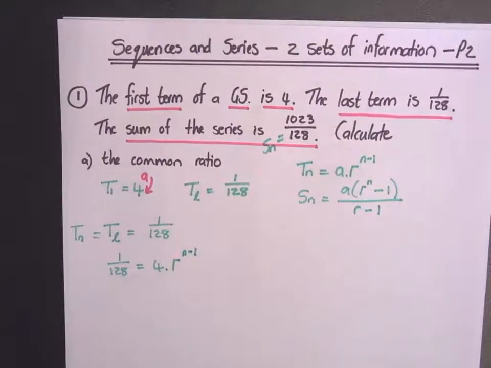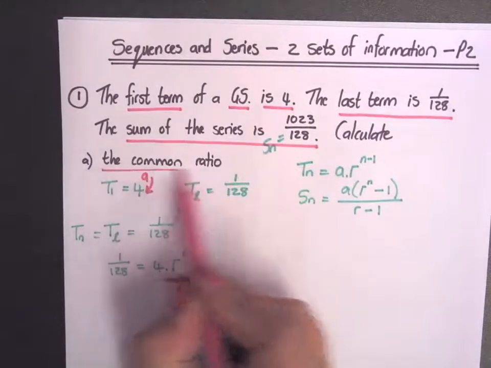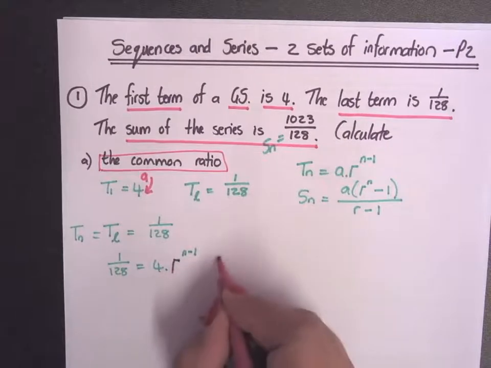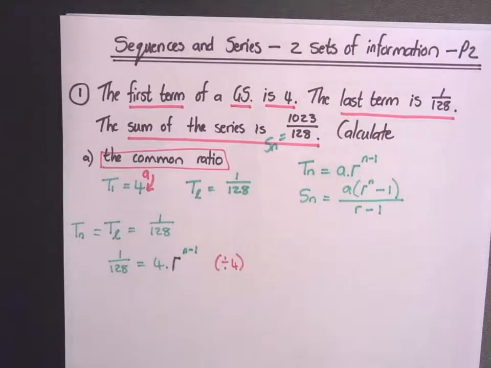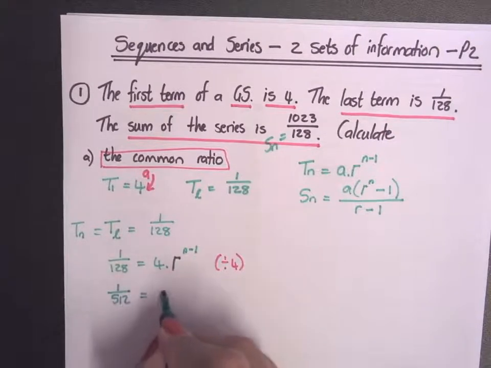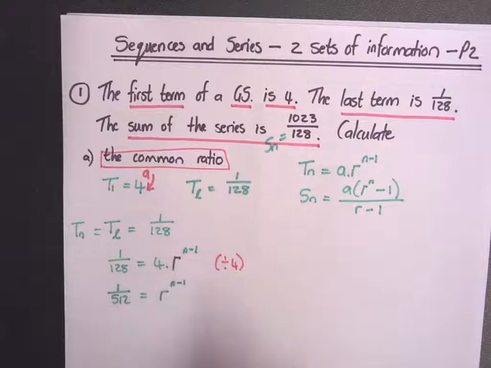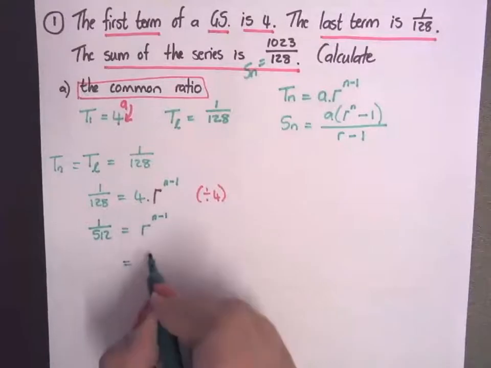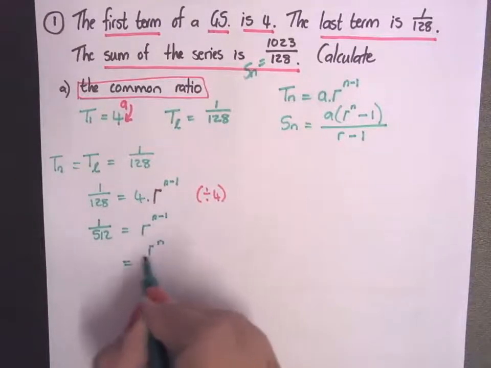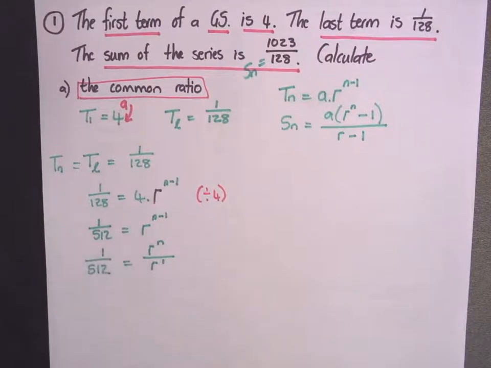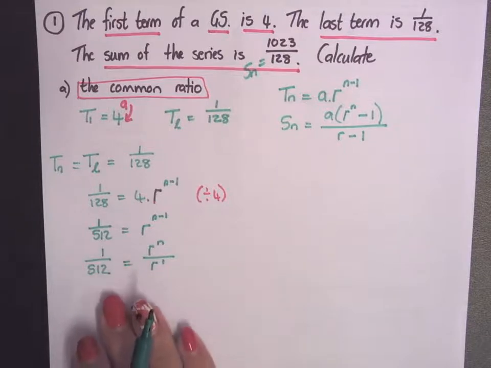I want to get rid of this 4 because I need to get the common ratio. So I want r alone. I'm going to divide by 4, and then I get 1 over 512 equals r to the power of n minus 1. Now I'm going to rewrite this as r to the power of n over r to the power of 1. And I'm going to leave it just a little while.